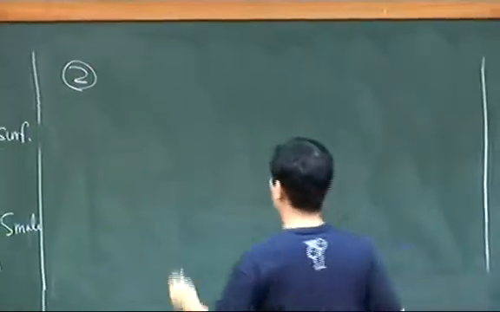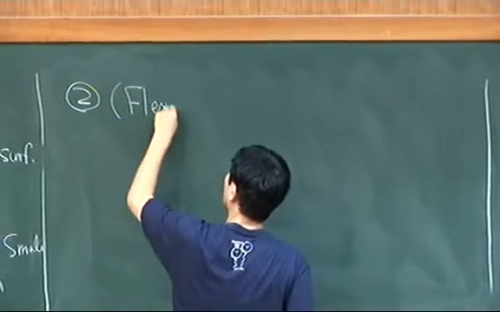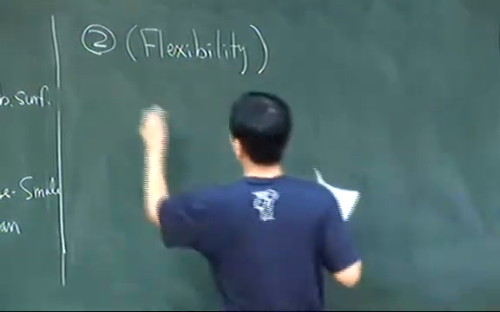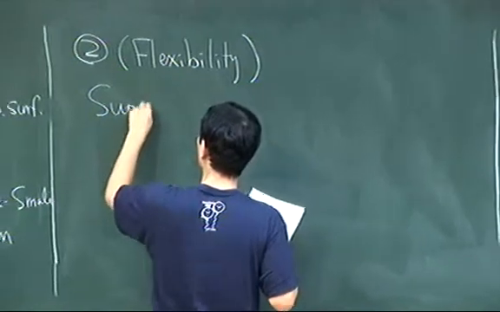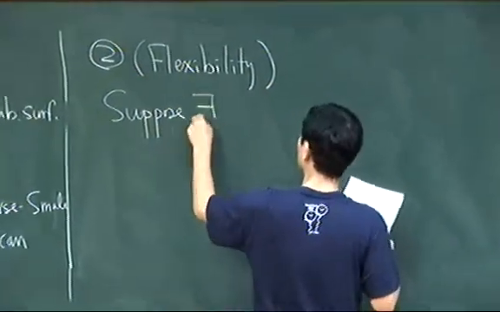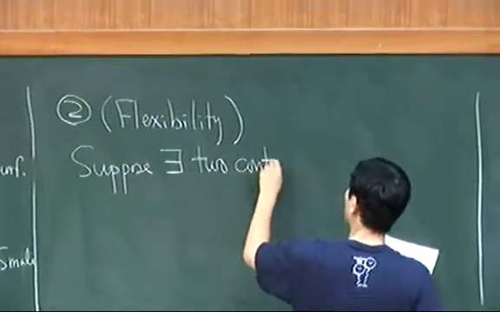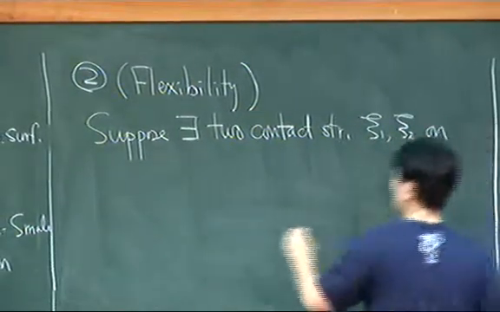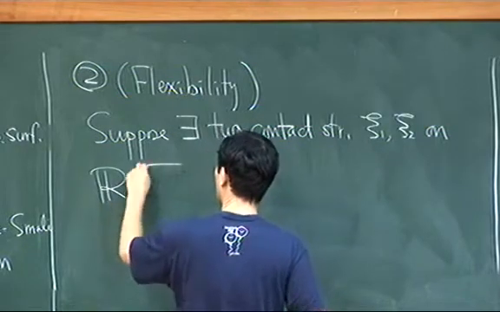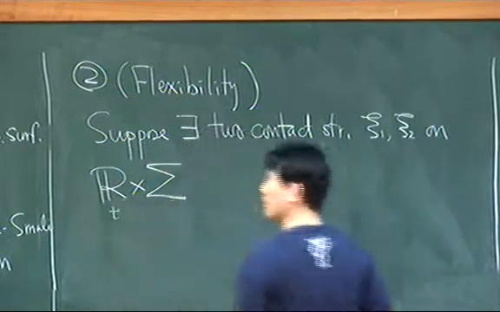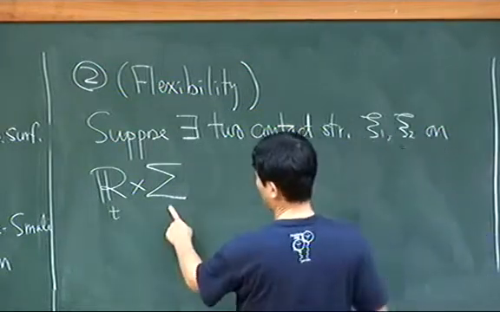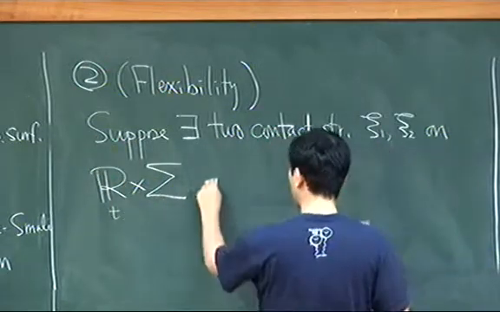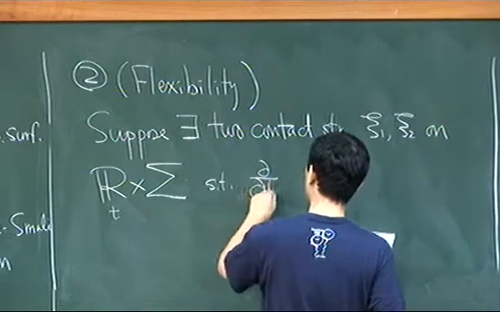Okay. The second thing is flexibility. By this I mean the following. You can phrase it in different ways, but suppose we have 2 contact structures, C1 and C2, on, let's just say, R cross sigma. So you're interested in some convex surface, and you have some direction t, which is the invariant direction. You have a convex surface, and you're looking at the invariant neighborhood, which is the t direction, such that we're assuming that d/dt is a contact vector field.